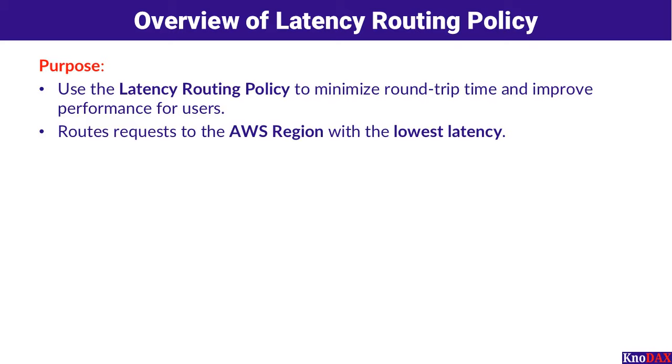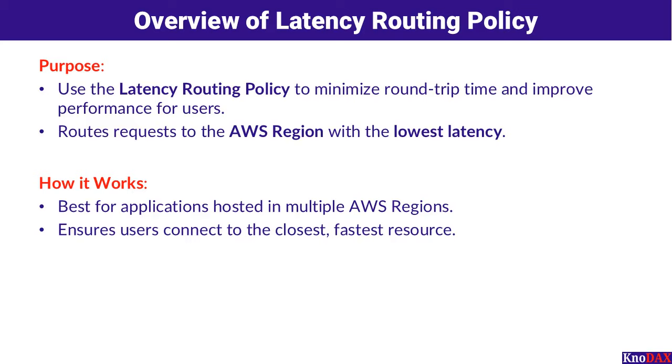Let's take a closer look at the latency routing policy in Amazon Route 53. The primary purpose of this routing policy is to minimize round-trip time and ensure the best latency for users by directing their requests to the most efficient AWS region.